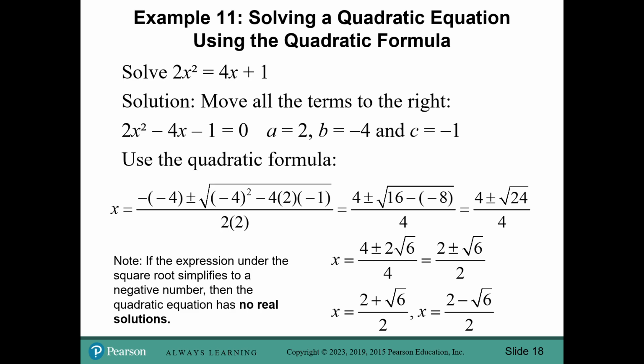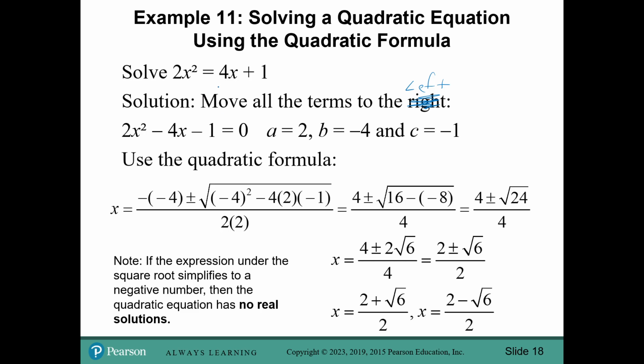Okay. Now, example 11, it says, solve 2x squared equals 4x plus 1. Now, the first thing we got to do is get everything all on one side. So we need to move all the terms to the left, actually, here. I don't know why it says to the right. If we moved them all to the right, you could move them all to the right. Here, I'm going to actually move them all left.